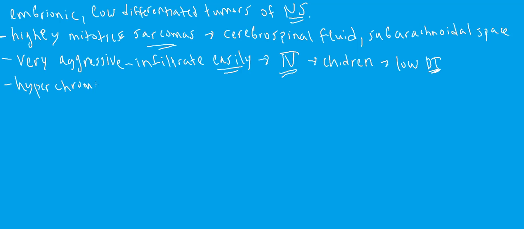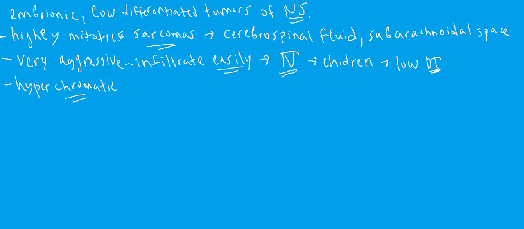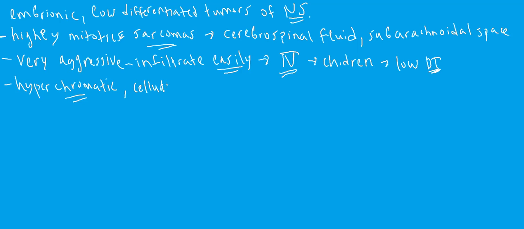hyperchromatic, meaning they have higher quantity of chromatin. This is the result of what we saw earlier. We had higher mitotic activity, which means division is an intensive process. We can also search for cellular transformation to diagnose this particular type of tumor.